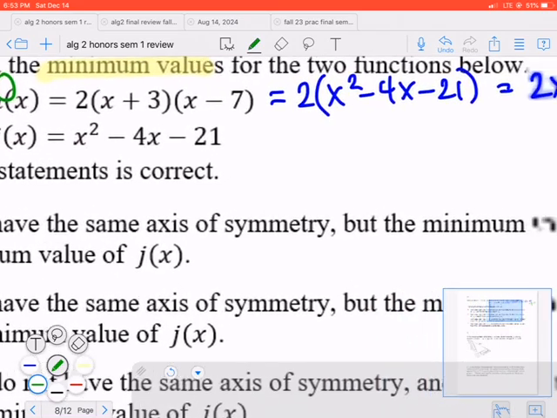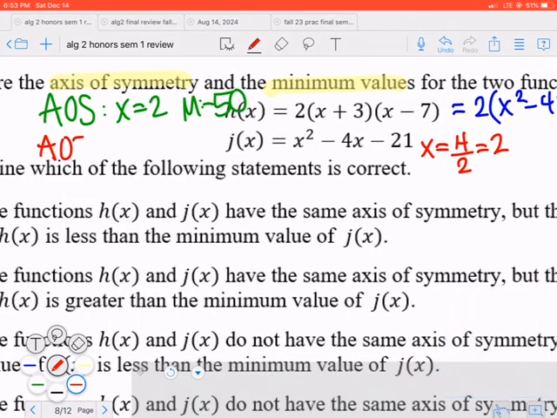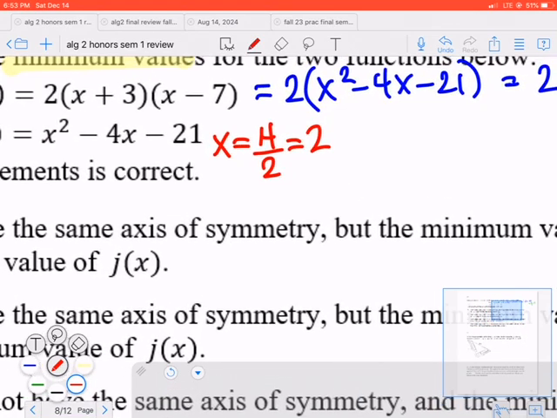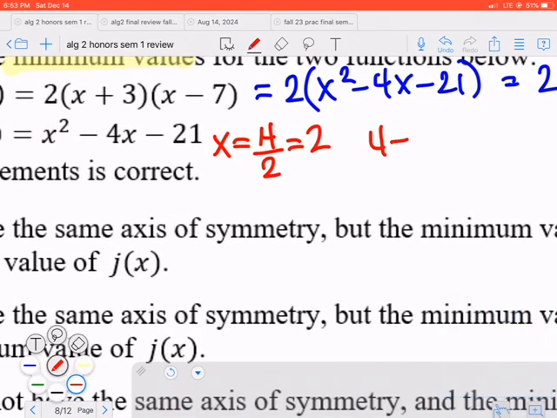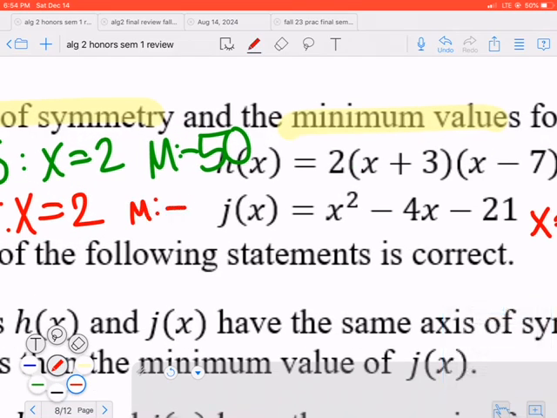Now we've got to figure that stuff out for j of x. Negative b over 2a gives us x equals 2. So this one's axis of symmetry is x equals 2. And plug it in. 2 squared is 4, minus 4 times 2 is 8, minus 21. Negative 4 minus 21, jumping ahead, is negative 25. So its minimum value is negative 25.